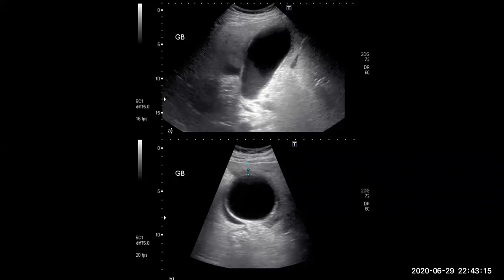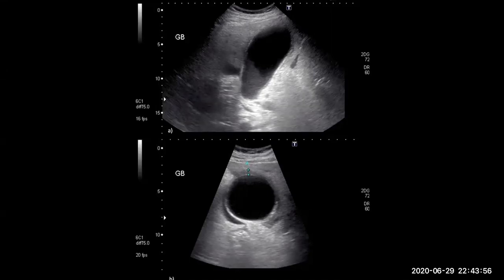What do you see in this patient? Distended gallbladder with thick wall, pericholecystic fluid, okay, and sludge. Acute cholecystitis. Acalculous cholecystitis, because you don't see any stone here, okay? With the sludge irritation. So this is acalculous cholecystitis.